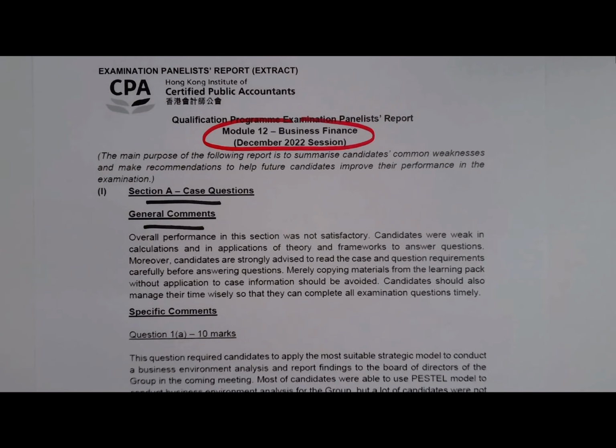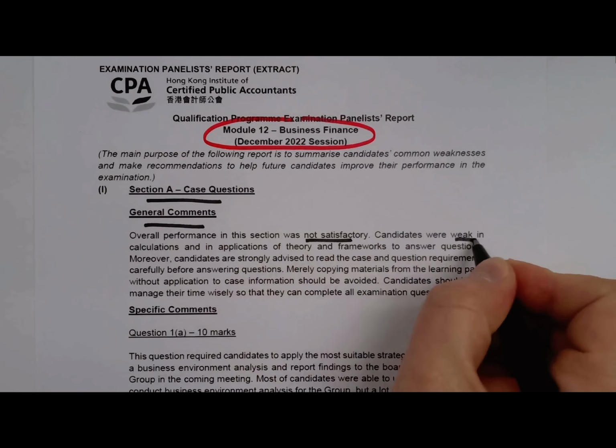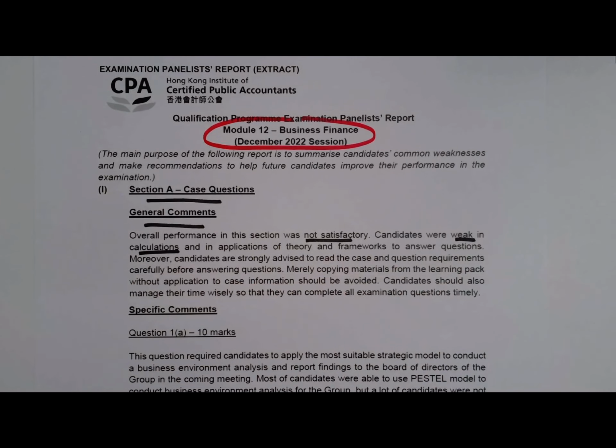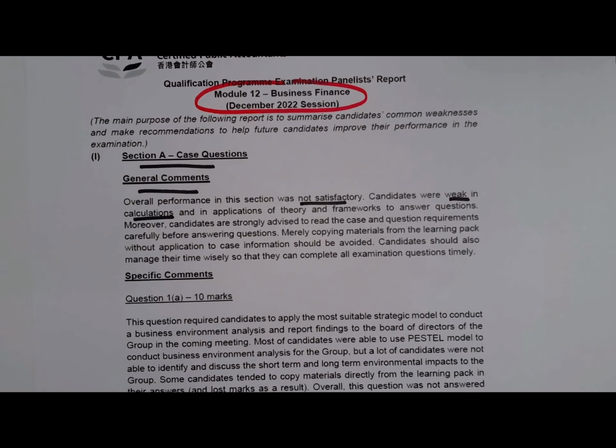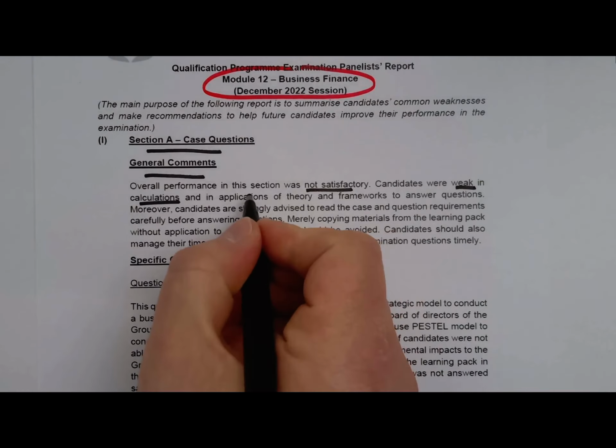What they said was, the overall performance in this section was not satisfactory. Candidates are weak in calculations. Now that's quite surprising. I haven't seen that an awful lot in the examiner's reports. Calculation is just really knowledge. So we need to understand the calculations, why we are putting certain numbers in, and also labeling calculations. That's crucial, that's important as well, showing your method of approach. But I'm not so worried about calculations with you guys.